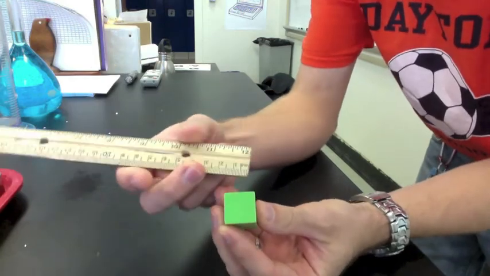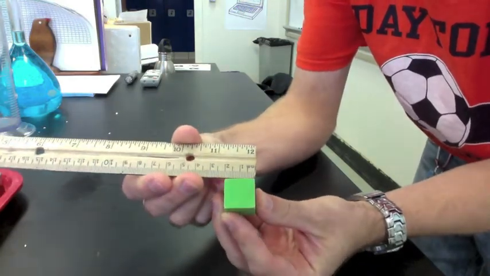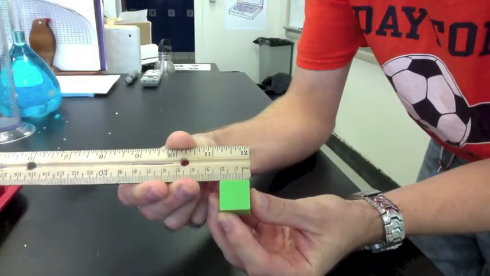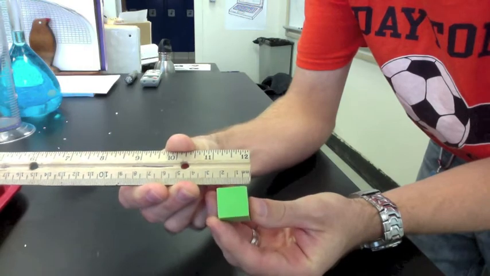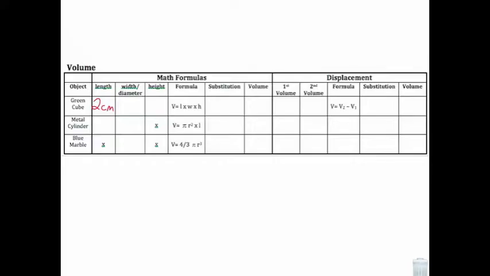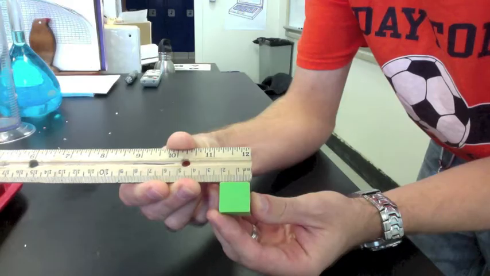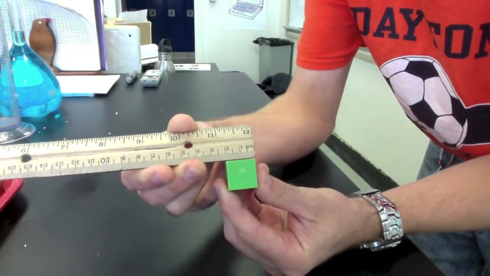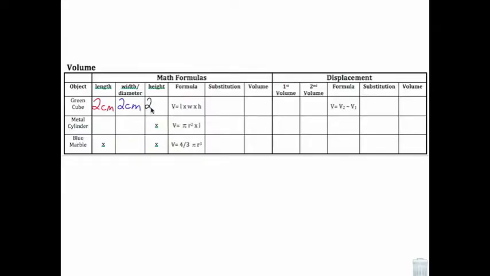This cube has a length of 2 centimeters. So put that on our data table. The cube has a width of 2 centimeters. We put that on our data table. It also has a height of 2 centimeters. We put that on our data table.